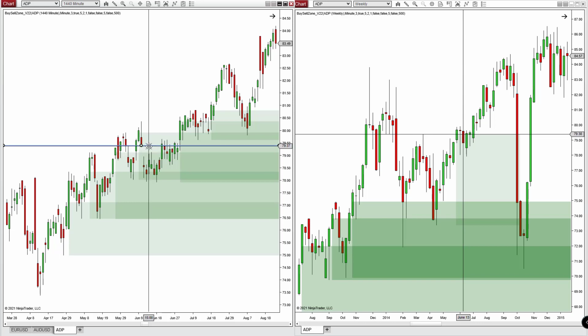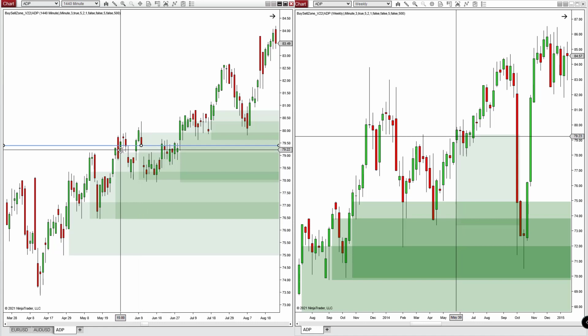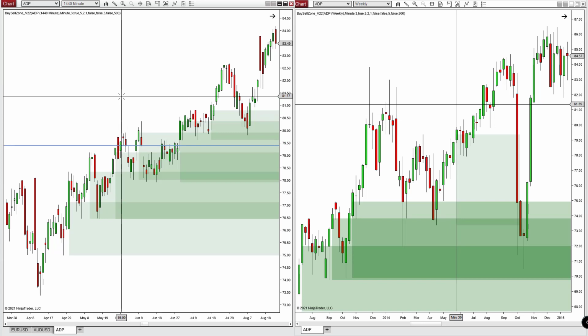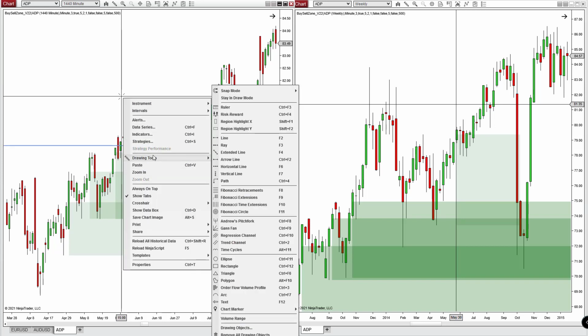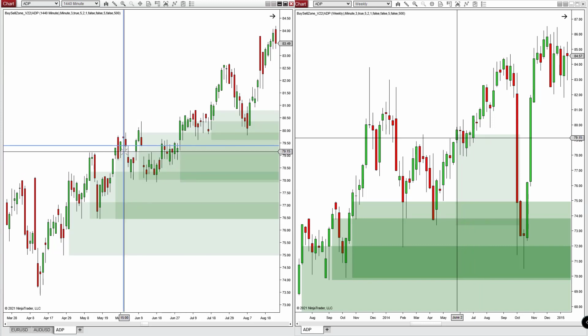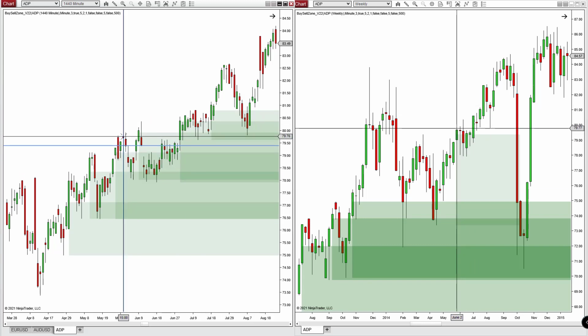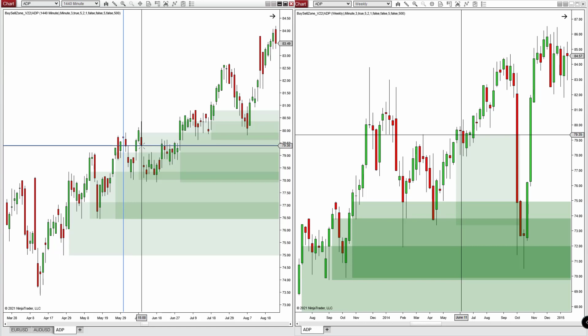Kind of hard to get that exact 79.38. Yeah, good enough. Okay, and we know that the zone started right here. I can't remember what the hotkey is for my vertical line. Okay, the zone starts here, and this is the high of the zone.